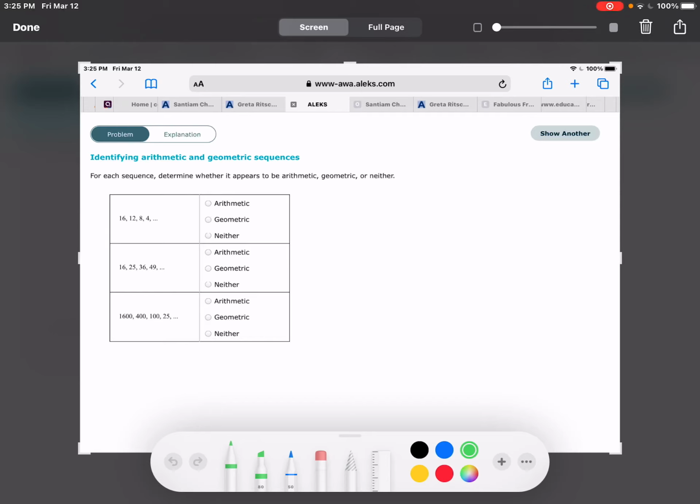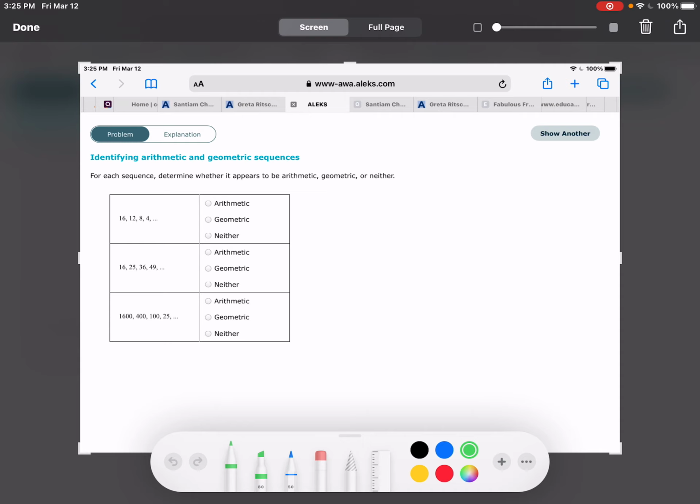Hi guys, let's talk about identifying arithmetic and geometric sequences. Arithmetic sequences are lists of numbers where we get each new number by adding the same number every time. Geometric sequences are lists of numbers where we get each new number by multiplying by something each time. So we're going to explore that in these problems, and decide if they're arithmetic, geometric, or neither.